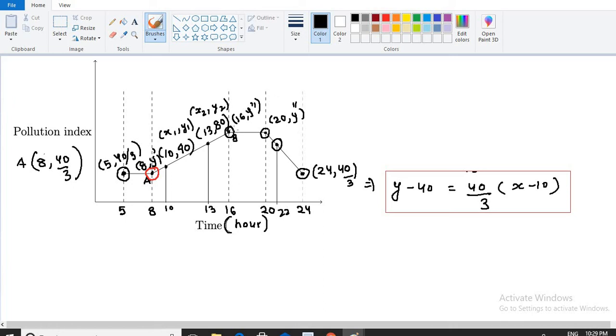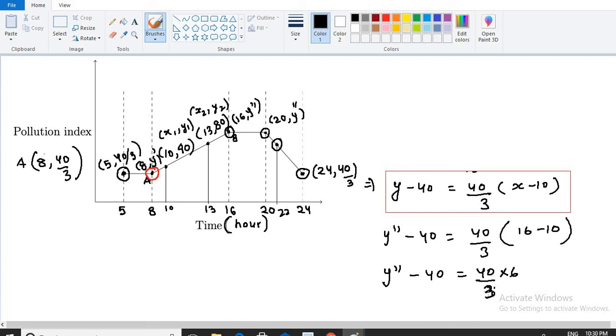So now one more thing, B lies where? B lies on this equation. We have already found out this equation, line of AB. This point again lies on this line. So it's easy to find out y double dash. Again put down the value. So y double dash minus 40 is equal to minus 40 by 3. Here x is how much? Here 16. Put down the value 16 minus 10. Now it will become y double dash minus 40 is equal to minus 40 by 3 into 6, which gets cancelled out. It gives you 2, and y double dash becomes 80 plus 40, which gives you 120. So here the y double dash value becomes 120.